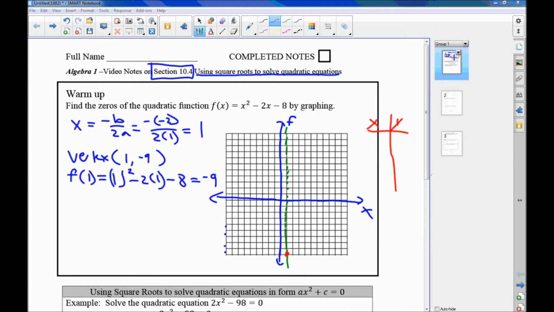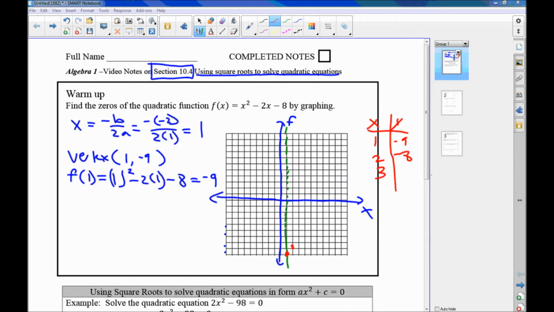All right, so we'll try 1. We know that answer already. That's negative 9. Then we'll go 1 to the right for 2 and hope that it hits on a whole number. So if I plug 2 into this, that's 4 minus 4, which is 0. This will give me negative 8. So that's going to be right here.